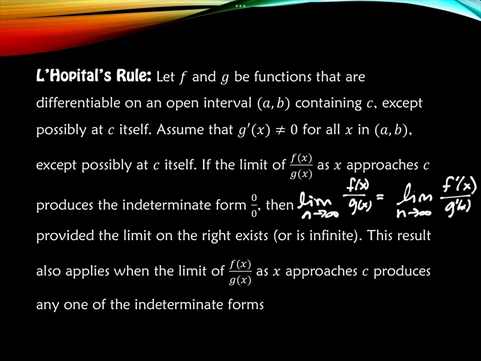The result also applies when the limit of f of x over g of x as x approaches c produces any one of the indeterminate forms. So we already said 0 over 0, but I'll include it. It also will work when we have infinity over infinity. That's the one our problem is going to have. And then you can also put positives or negatives anywhere. So like if you had negative infinity over infinity, or infinity over negative infinity. So negative doesn't change anything.